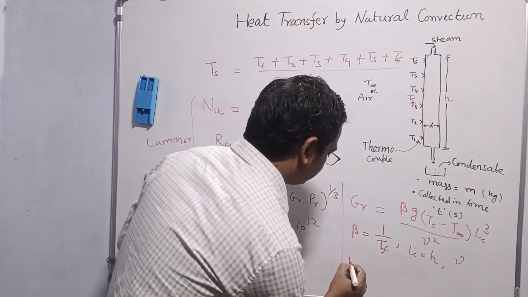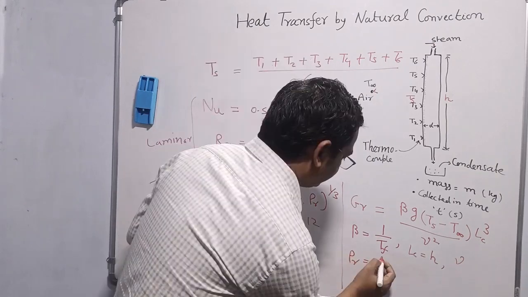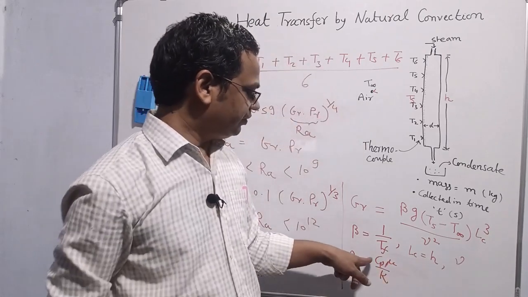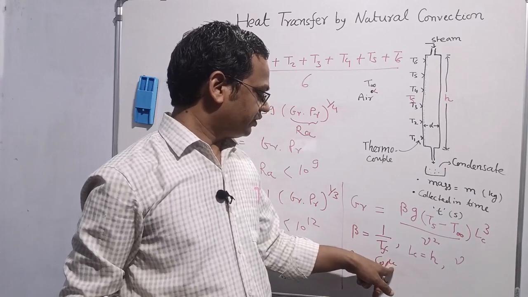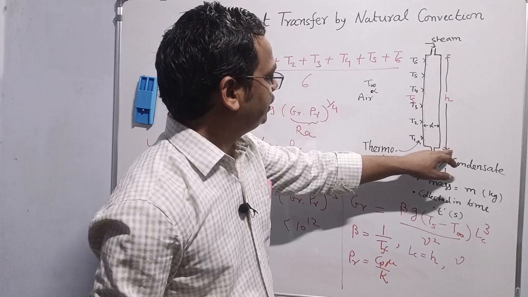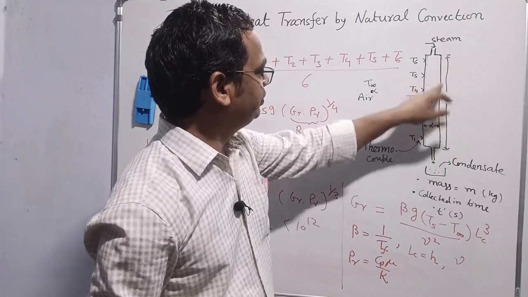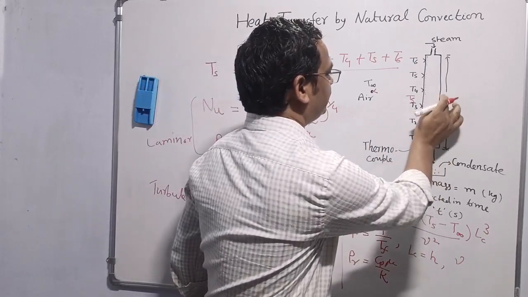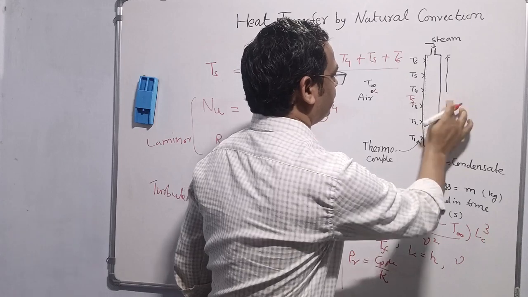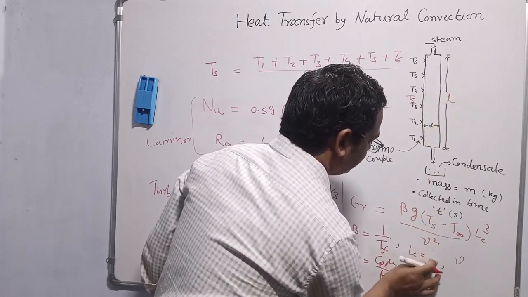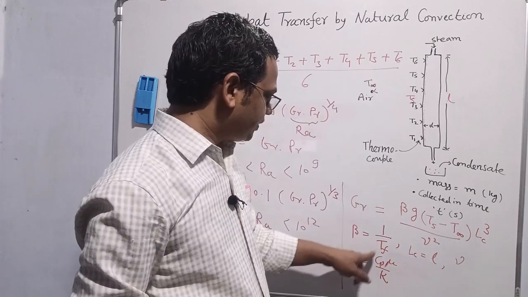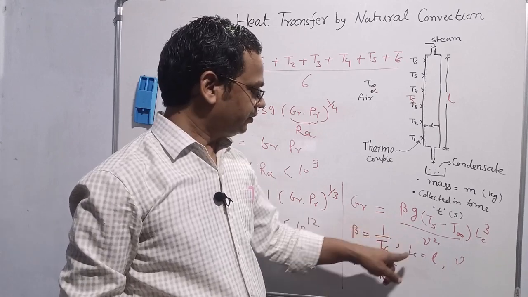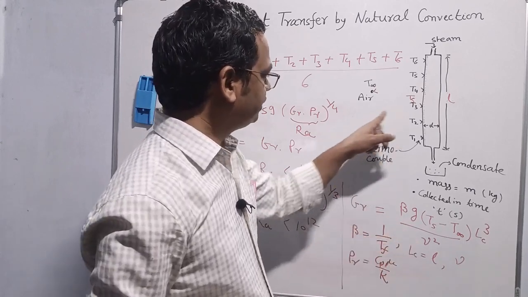Prandtl number is written like Cp mu by k: specific heat capacity of the fluid, viscosity of the fluid, conductivity of the fluid. Here we need to change the symbol for the length of the tube, because the same symbol we have used for the heat transfer coefficient. Better we can use small l. So Lc means here length of the pipe. All the fluid properties, for example Cp, mu, k, beta, nu, should be considered at the film temperature.